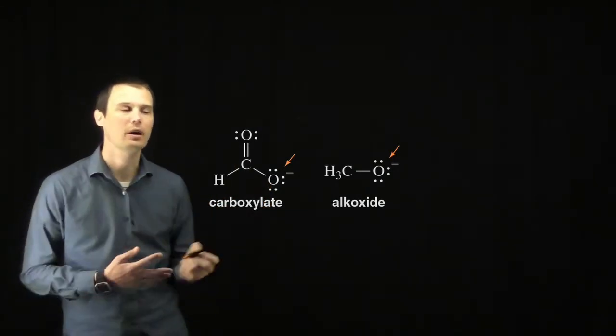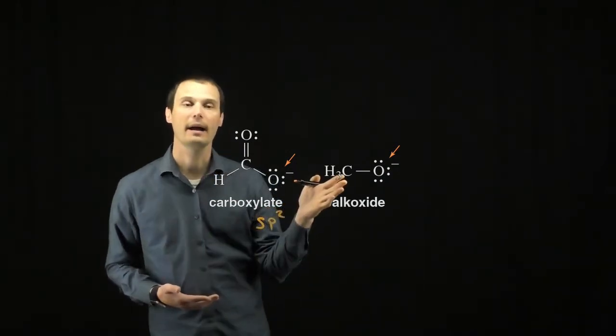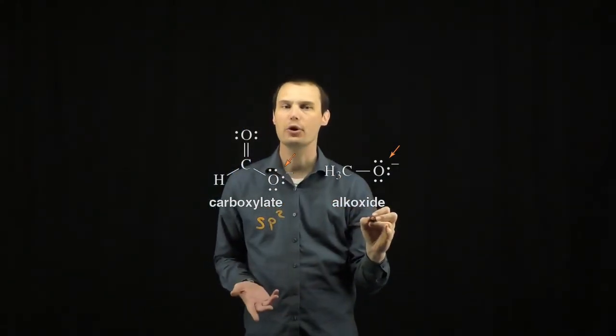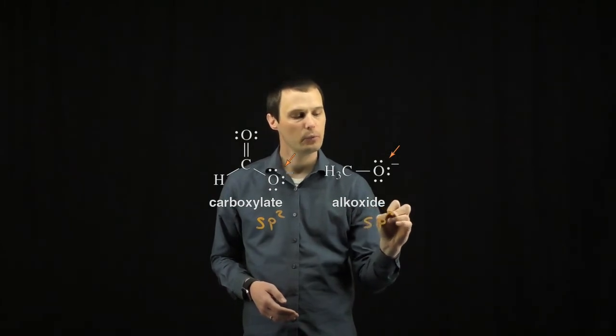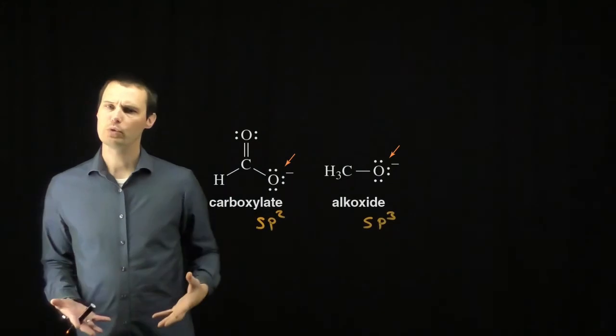Therefore, the oxygen in the carboxylate is sp2 hybridized, whereas the oxygen in the alkoxide is really sp3 hybridized. There's no possibility for resonance in the alkoxide, and so it really is sp3 hybridized. Which one is more stable?